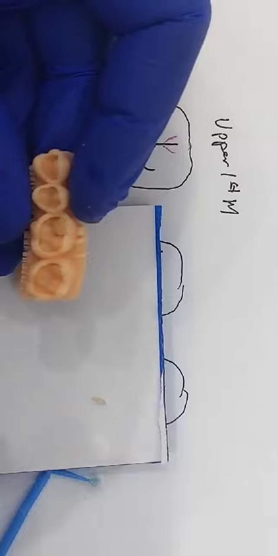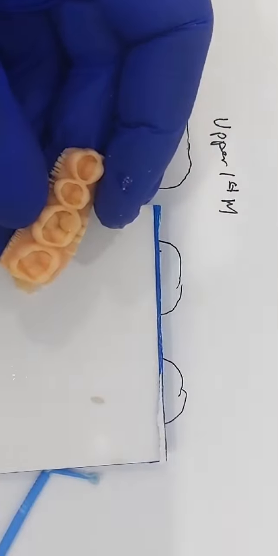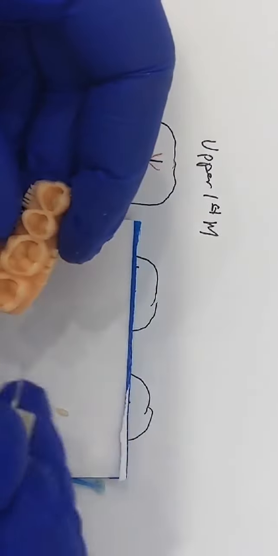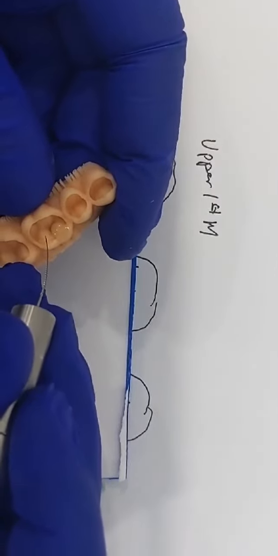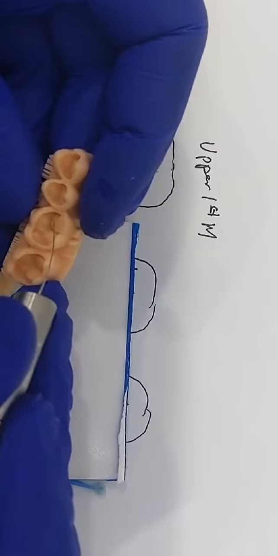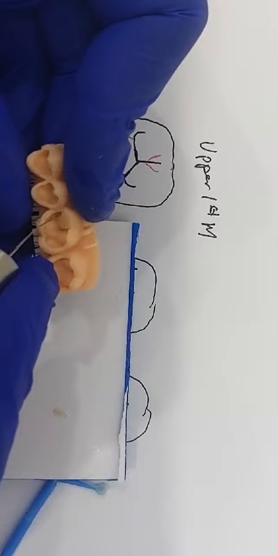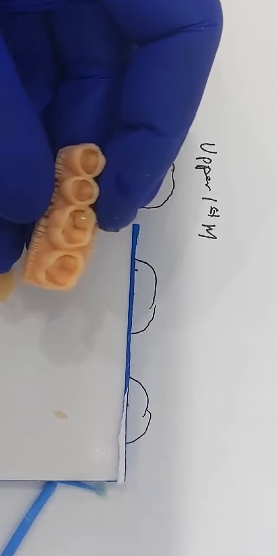Okay, so once we're happy, we can use the other end or just a little sickle instrument. And you just want to tidy up the edges and make them sharp. Once you're happy, you can set that.